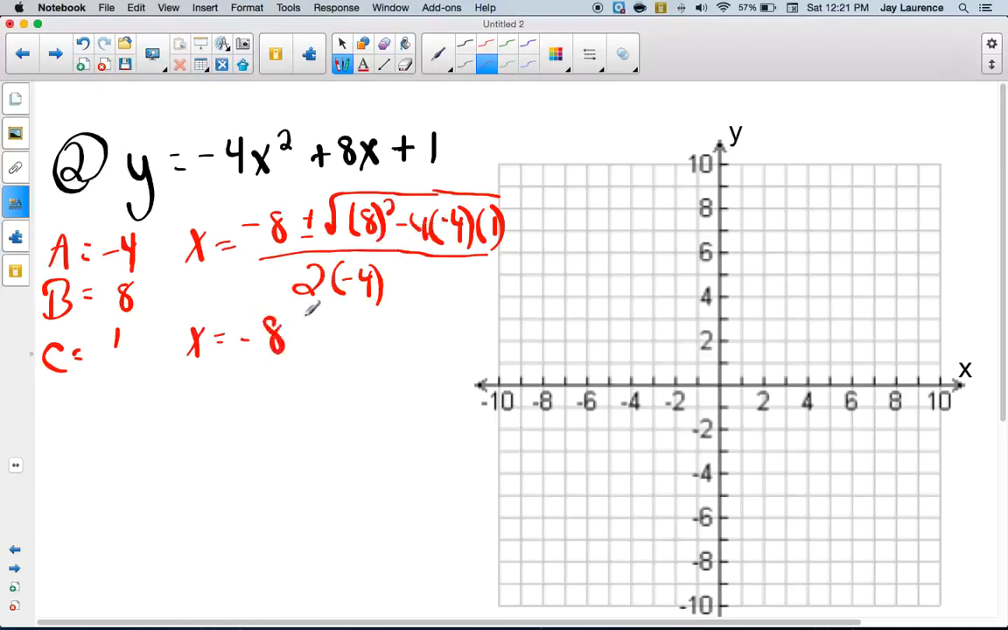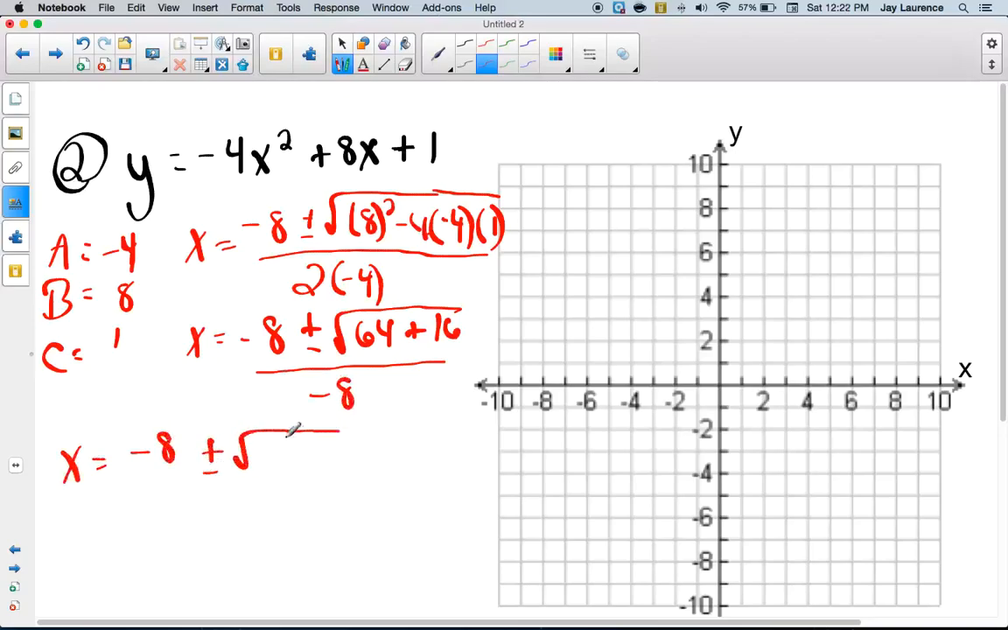So I'm going to get negative 8 plus or minus the square root of 64 plus 16. Okay, and that's going to be over negative 8. So x equals negative 8 plus or minus the square root of 80. Oh darn, I almost had a perfect square. That would have made it easy.